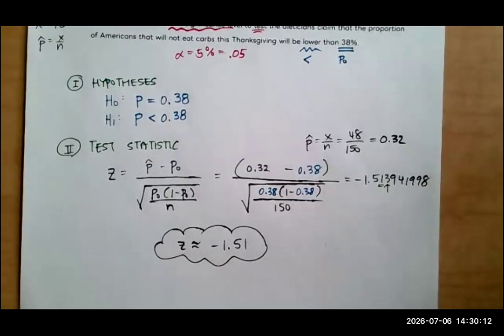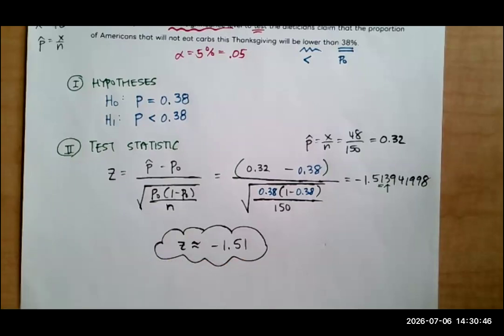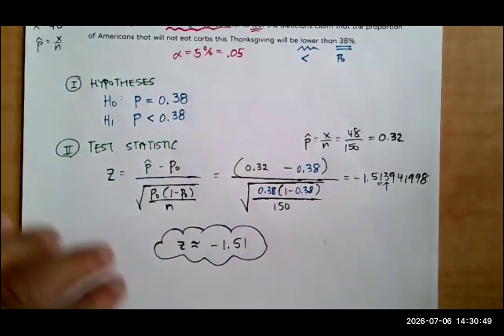Even going back before, that idea with z-scores was that z-scores bigger than 2 or less than negative 2 are when we start to get to some unusual quantities. A z-score of negative 1.51, that's not too bad. It's only 1.5 standard deviations below the mean, which isn't unusual. That ties into what the z-score represents, that standard deviation idea. But there's our test statistic.